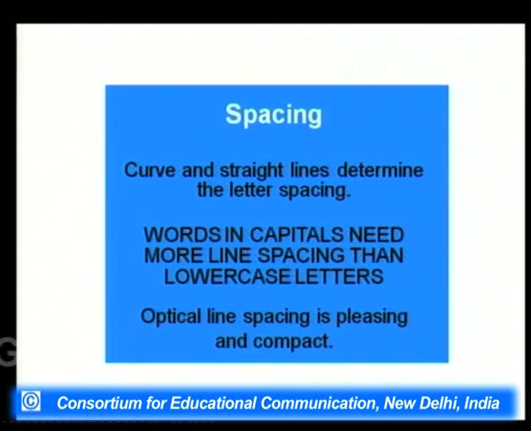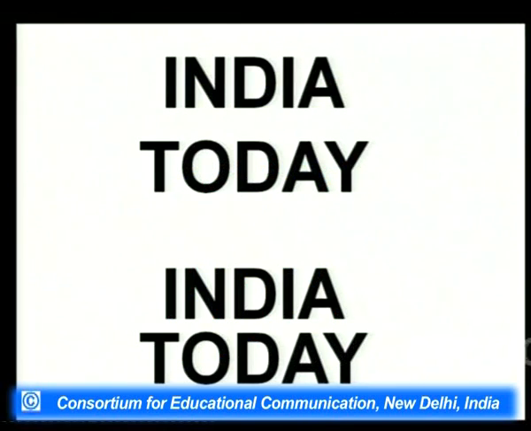Spacing. Automatic spacing may not serve the purpose many times, especially with curved lines and straight lines. See this heading, India Today. When there are straight lines, I, N, D and I, all of these are straight lines, and you see the uniform space between them. But between the A and I, there is too much space. That's why it has been narrowed down and the A is coming closer to the I.